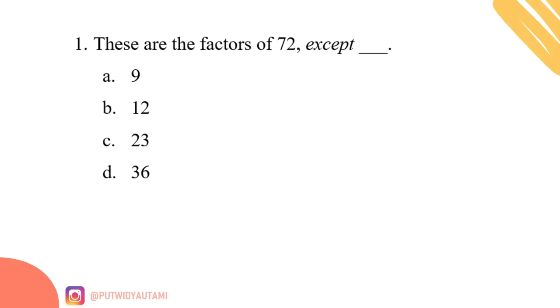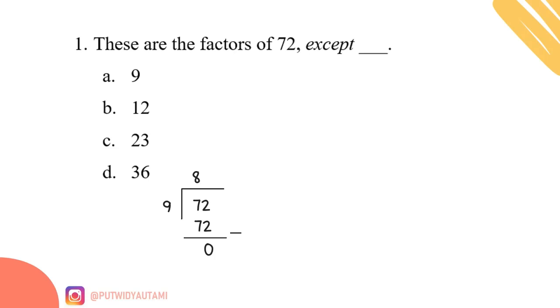Okay, number 1. These are the factors of 72, except... We can check using division for each number in the options. First, we can check 72 divided by 9. We get 8 and has no remainder. So, 9 is a factor of 72.